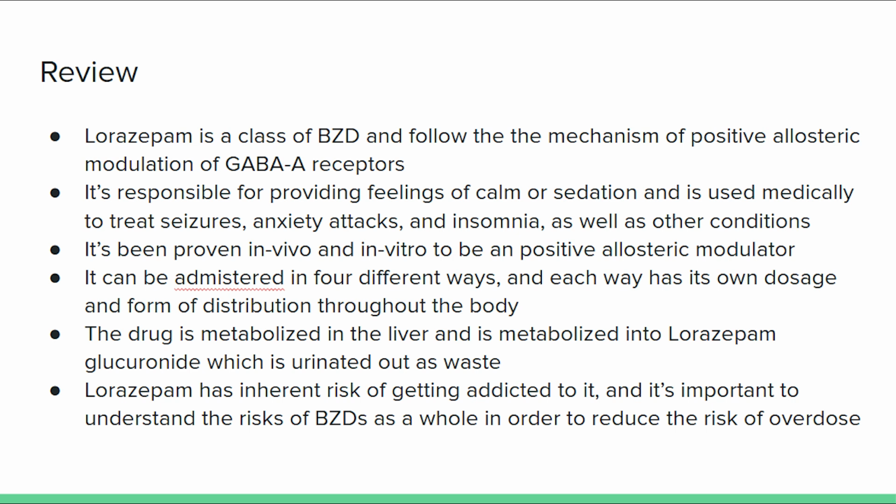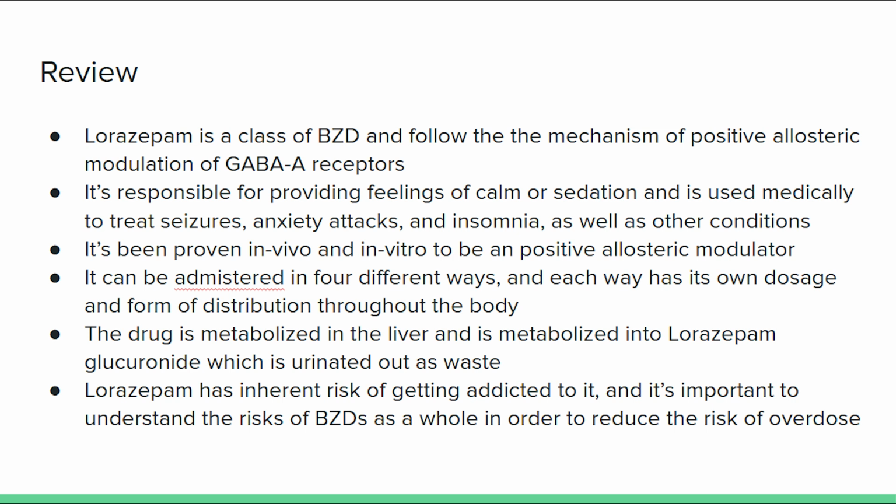It can be administered in four different ways, being orally as a tablet, orally as a solution, intravenously, and intramuscularly. And each way has its own unique dosage and form of distribution throughout the body. But despite having multiple different administration routes, the drug is metabolized the same in the liver and is always metabolized into lorazepam glucuronide, which is urinated out as waste.